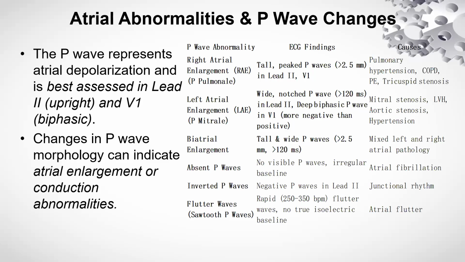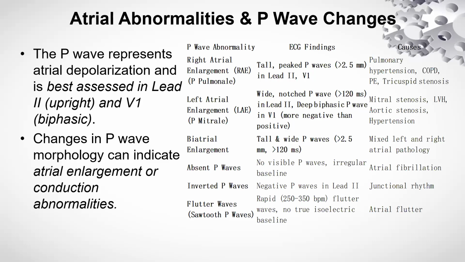and the causes can be pulmonary hypertension and pulmonary embolism, and these are some common things we see in our ICUs. If the P wave is wide and notched, especially in lead 2, and biphasic in lead V1, it is P mitrale, which is left atrial enlargement. After P waves, we talked about this.